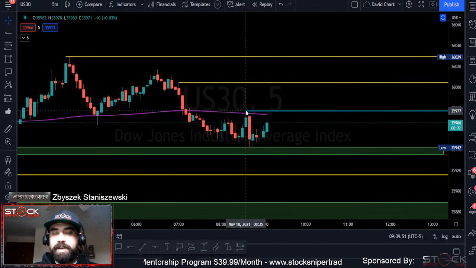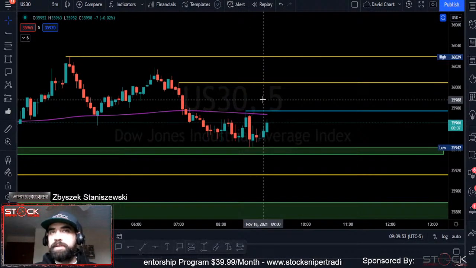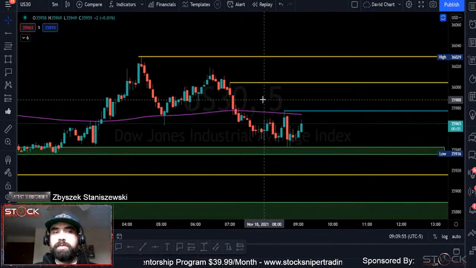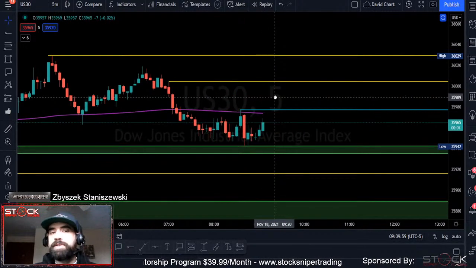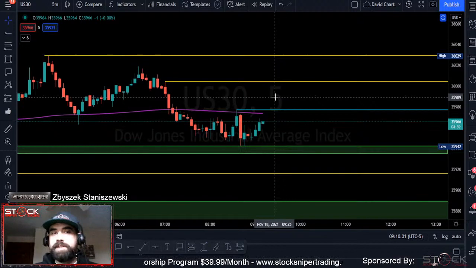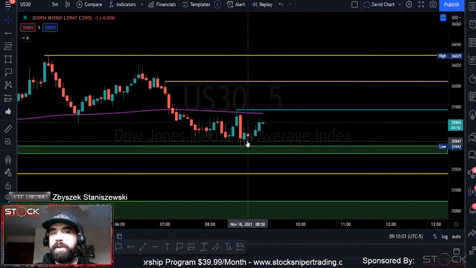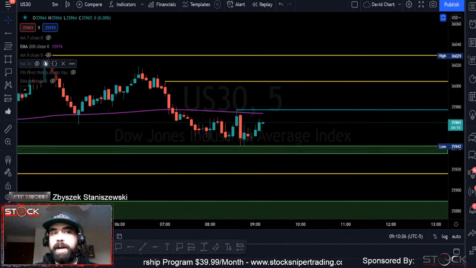So here's a neckline right here on US 30. Clear as day. Let's watch. This is US 30 on the 5 minute. This is nice. We've got nice ranging motion here, pushing, pulling. We can add in our 9 EMA.